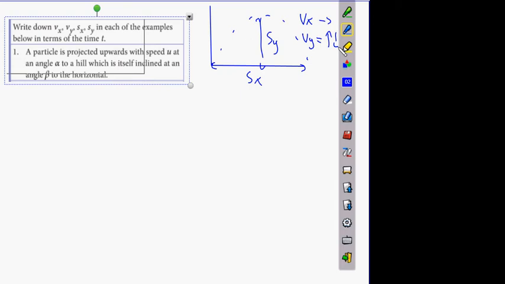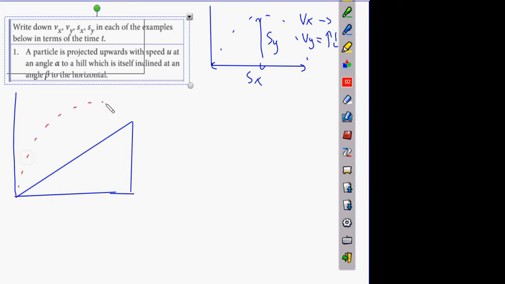Okay? And throwing it up a hill, it's different. So we're actually going to redefine what phi x and phi y mean, what sx and sy mean. What we're going to do this time around is you're going to have your standard xy axis. However, you're going to have a plane like this, and you're throwing the object up the plane like so, and it hits somewhere down here.